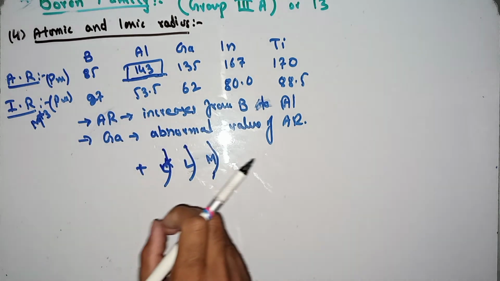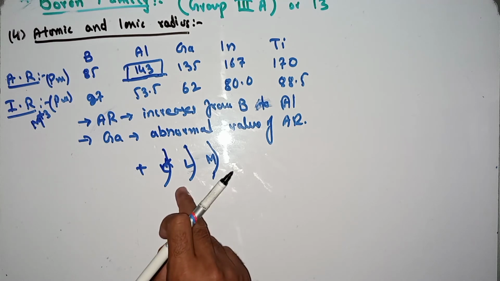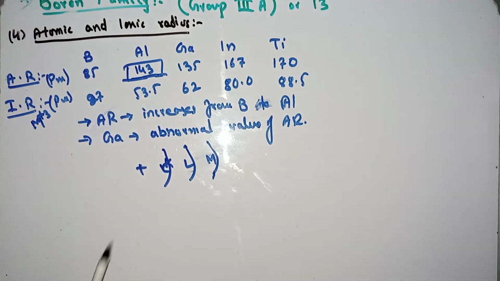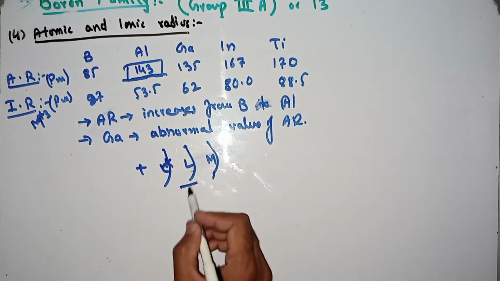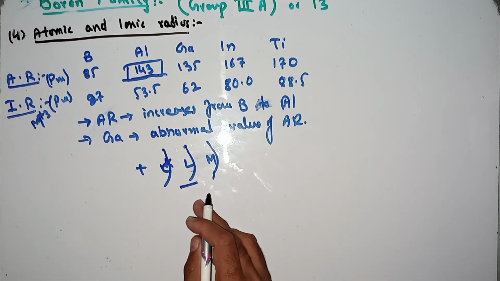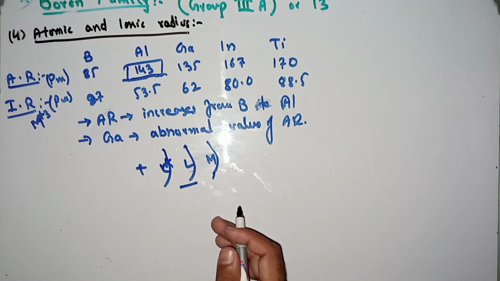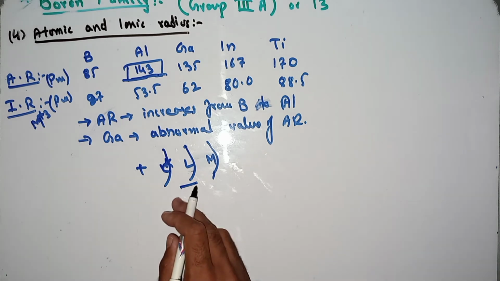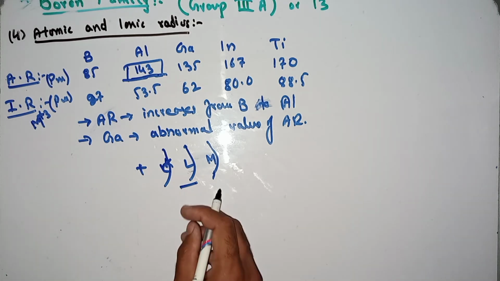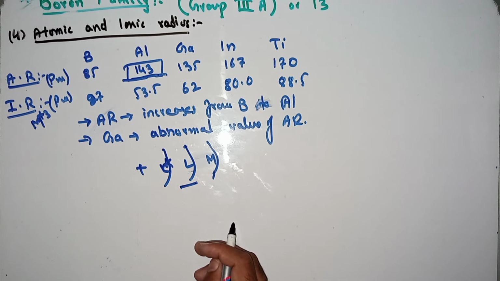I hope my point is clear. The new penultimate shell, that is the L shell, will be added in aluminium. That's also called the penultimate shell. Penultimate shell means the shell inner to the valence shell, or you can say next to the outermost shell.